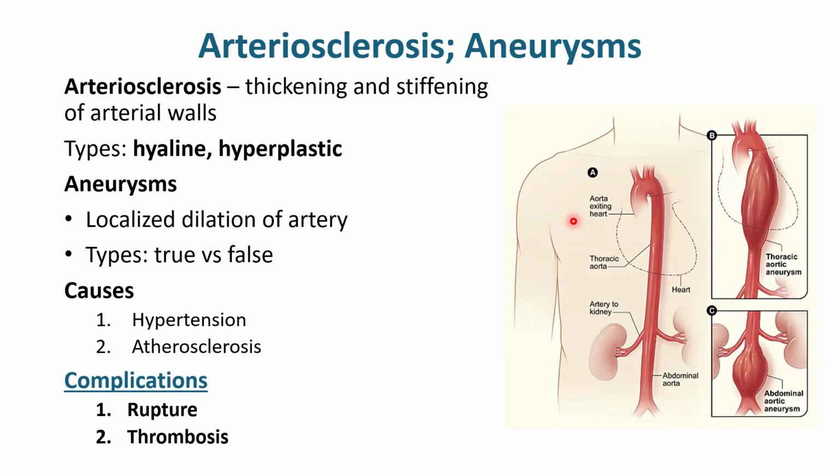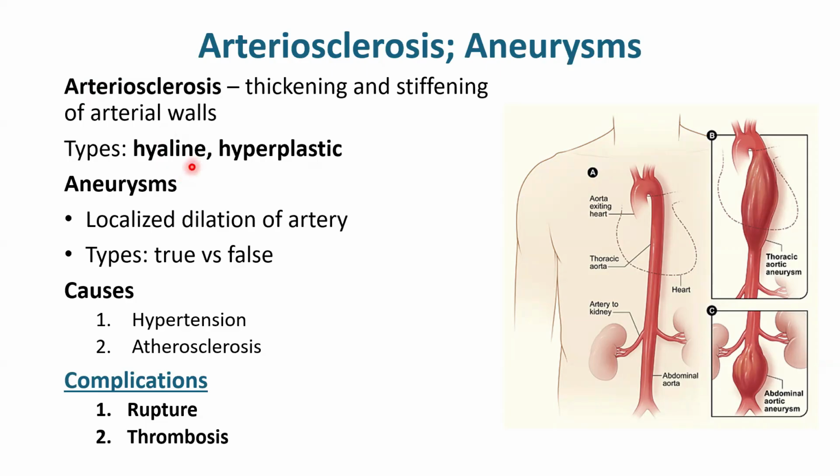The other one is arteriosclerosis and aneurysms. Arteriosclerosis, as I had mentioned earlier: arterio means artery, sclerosis means stiffening and thickening. So it is thickening and stiffening of arterial walls. You can have two types, hyaline and hyperplastic. So just know those two types and the definition of arteriosclerosis, thickening and stiffening.